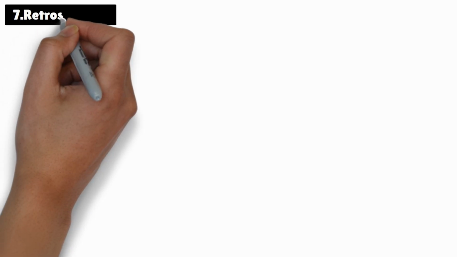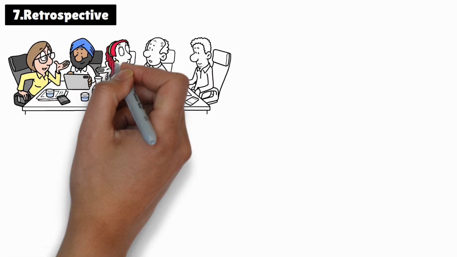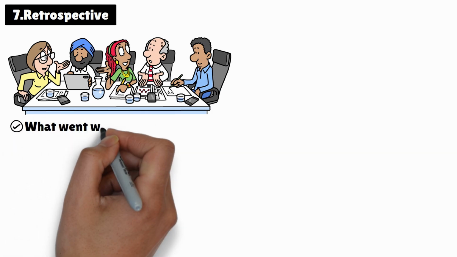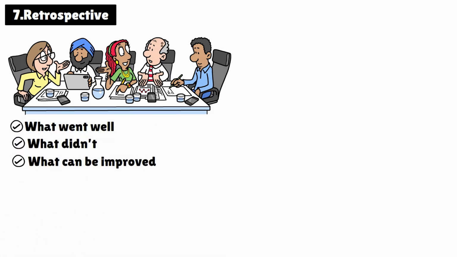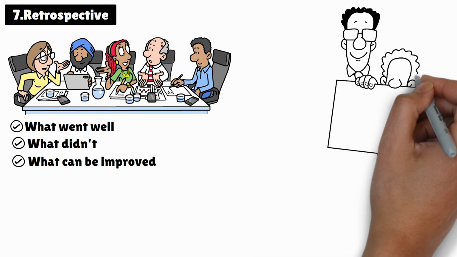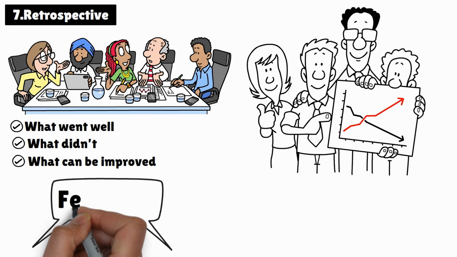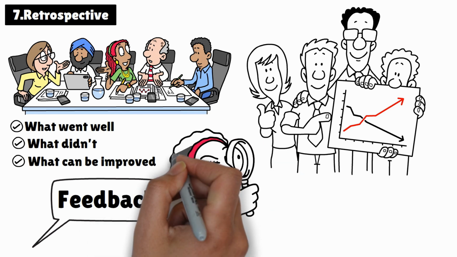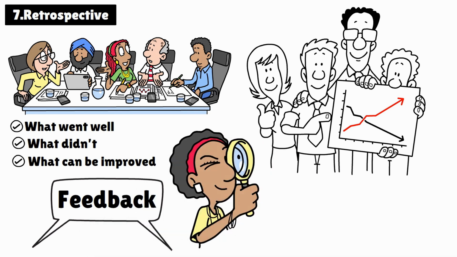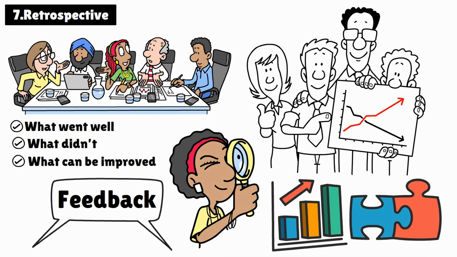7. Retrospective. At the end of each sprint, there's a sprint retrospective, a dedicated time for the team to review what went well, what didn't, and what can be improved in the next sprint. This meeting is focused on continuous improvement and gives the team a safe space to openly discuss feedback. By reflecting and identifying specific actions to enhance future sprints, the retrospective builds a foundation for team growth and adaptability.